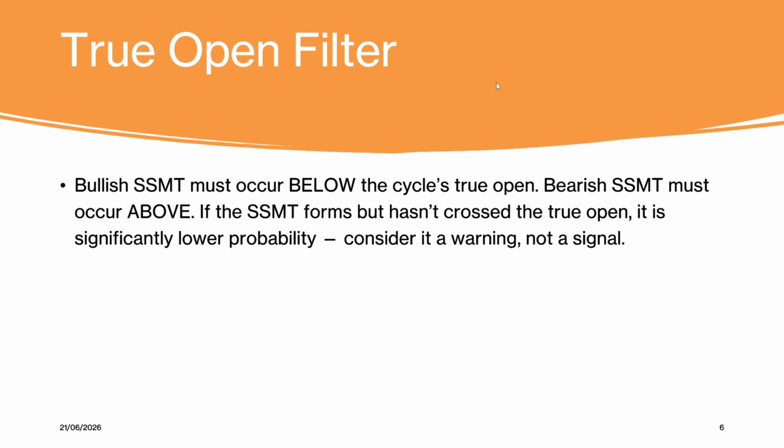True open filters. This is important because in my last video I talked about the true open filter. I hope you watched it. A bullish sequential SMT must occur below the cycle's true open, for example the true micro session open, true day open, New York open, true month open, etc. Whenever we're below, expect bullish, and whenever we're above, expect bearish. Here, a bearish sequential SMT must occur above. If the sequential SMT forms but hasn't crossed the true open, it is significantly lower probability. Consider it a warning, not a signal.